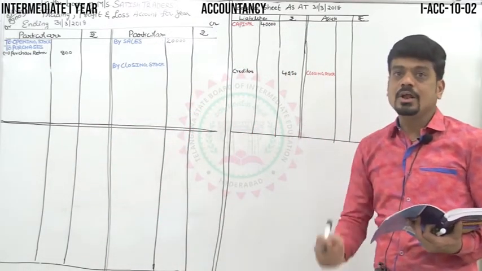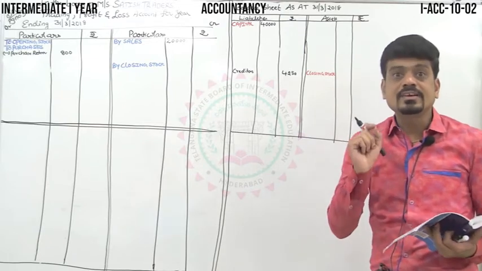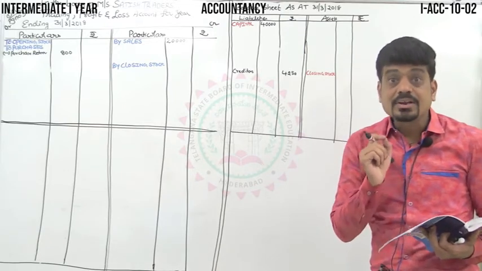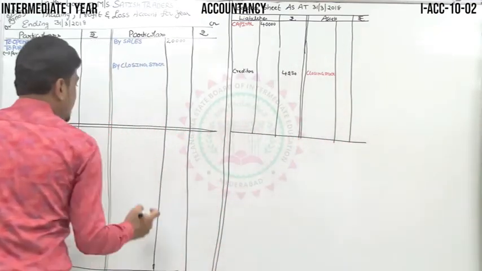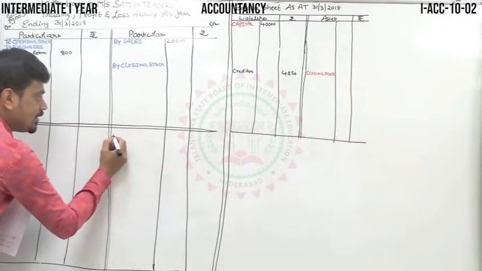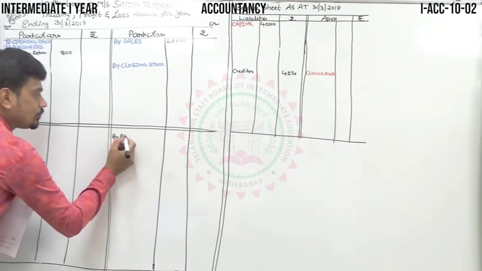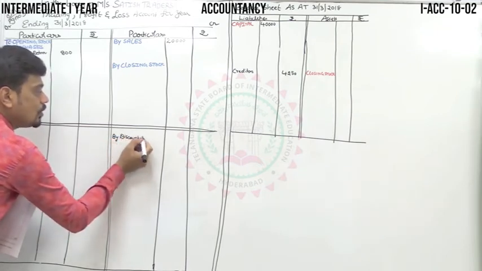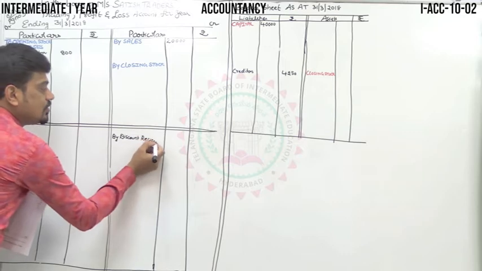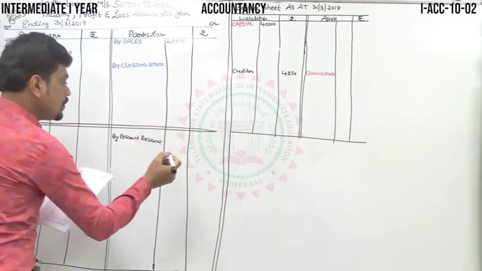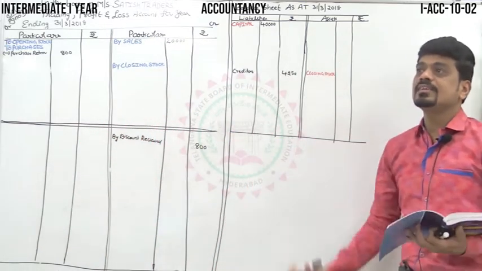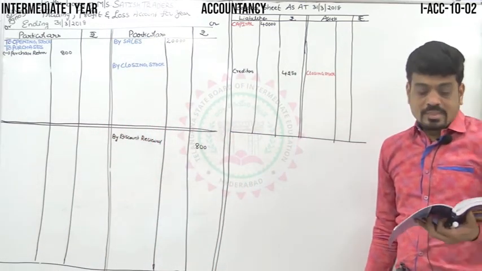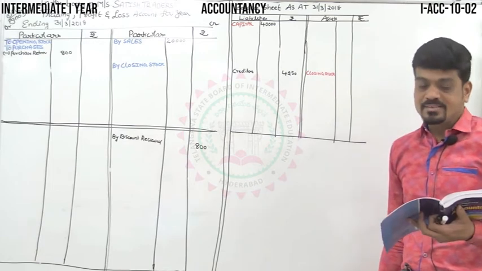Then they gave discount. Discount is given on credit side. So it is discount received. We'll come to profit and loss account credit side. One line gap will be left, then discount received. How much is the amount? 800. So all your credit postings are done here. Then we'll move on to the debit side.